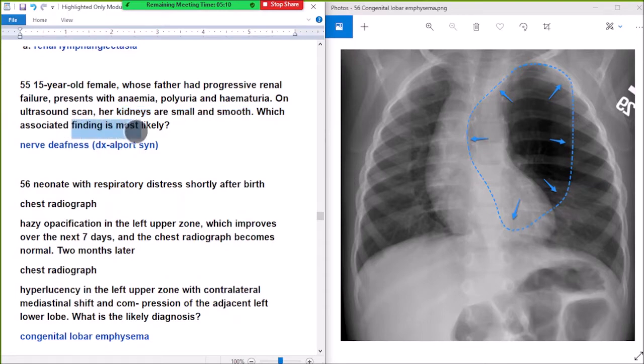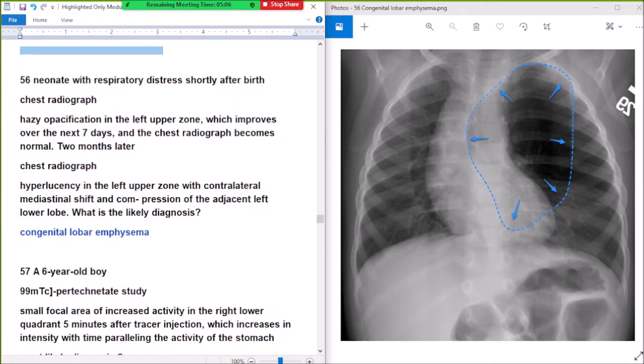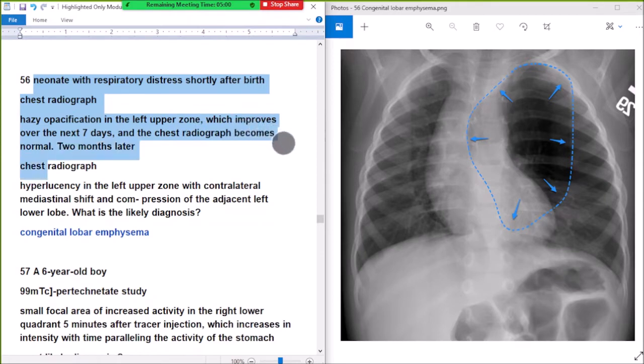Most likely surgery finding, nerve deafness, diagnosed Alport syndrome. 56. Respiratory distress shortly after birth. Chest radiograph shows opacity in the left upper zone, which improves over the next 7 days. Chest radiograph becomes normal. 2 months later, chest radiograph shows hyperlucency in the left upper zone, with contralateral mediastinal shift and compression of the adjacent left lobe, most likely diagnosed congenital lobar emphysema.